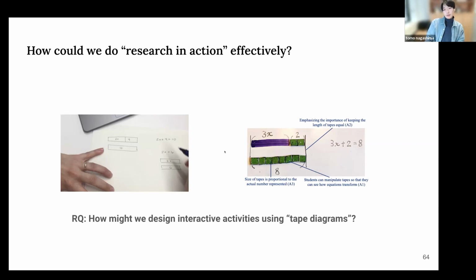In this example, this is one of my previous studies, and we had this specific research question, which was how might we design interactive activities using this tape diagram. This is the tape diagram, this specific representation. Oftentimes these research in action activities have a clear research question that researchers bring in, and then the purpose is to get teachers' feedback. And then you iteratively design different prototypes and get another round of teacher feedback, and then you improve again and again. This is effective, but you can also think that from the stakeholders' viewpoint, there might not be a great amount of agency that you can exercise.